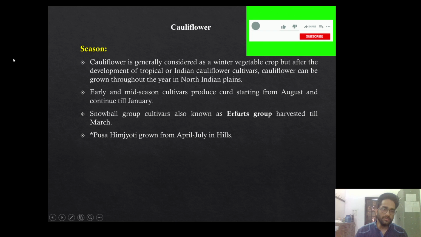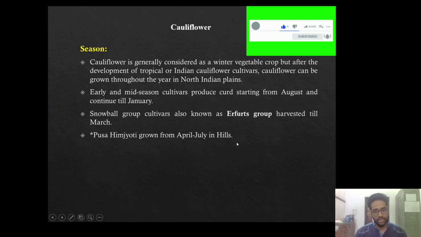Season. Cauliflower is generally considered a winter vegetable crop, but after the development of tropical or Indian cultivars, cauliflower can be grown throughout the year in the North Indian plains. Early and mid-season cauliflower cultivars produce curd from August till January. The snowball group of cultivars, known as the Europe group, is harvested in March in case of the snowball or late maturity group. Pusa Hemjyoti is an off-season variety. It is grown in April to July in hills.